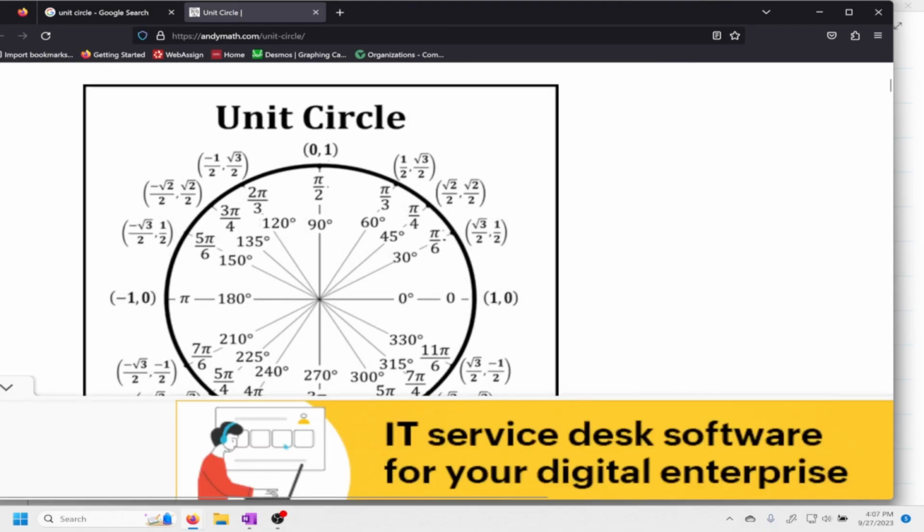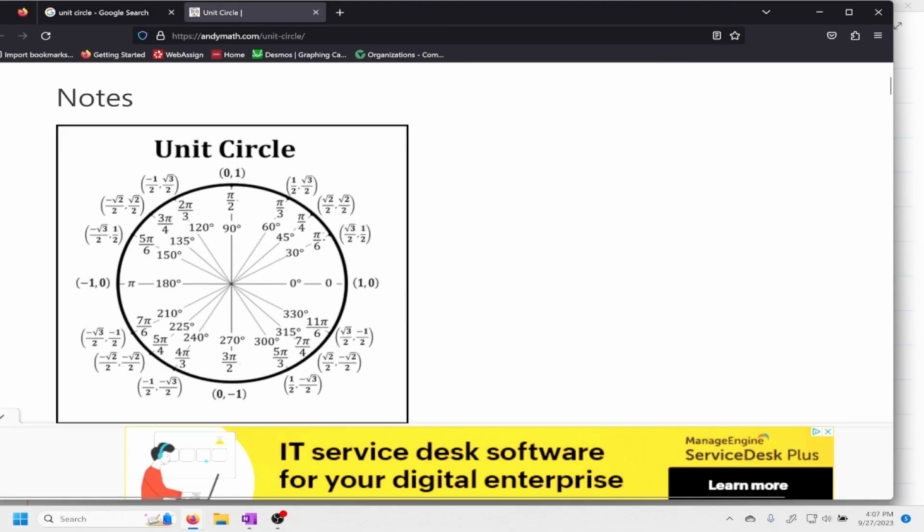Hate these stupid ads. Ruins everything.